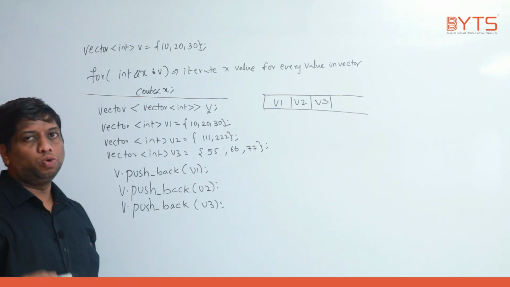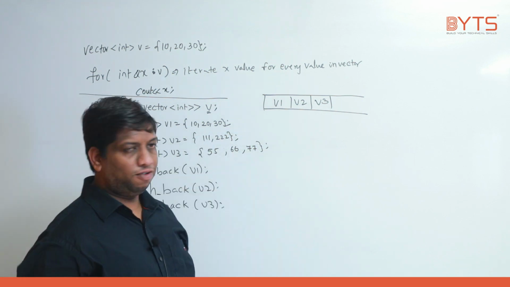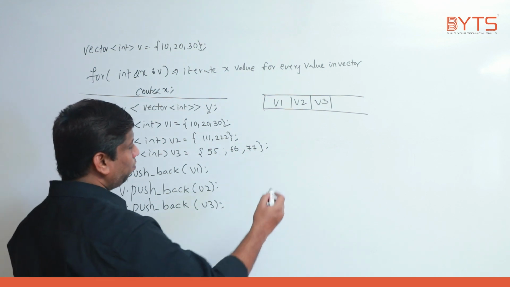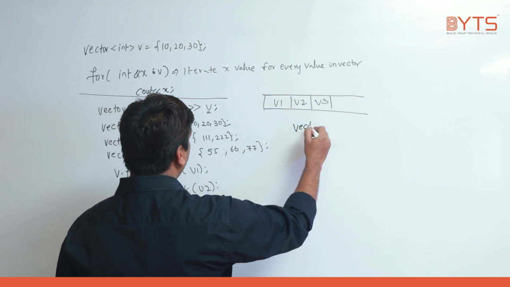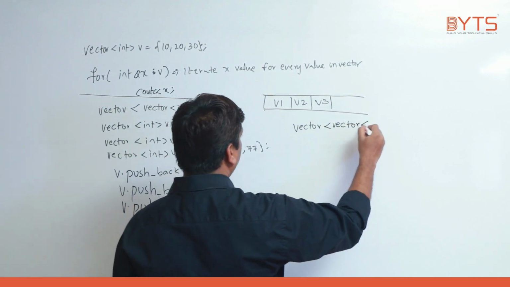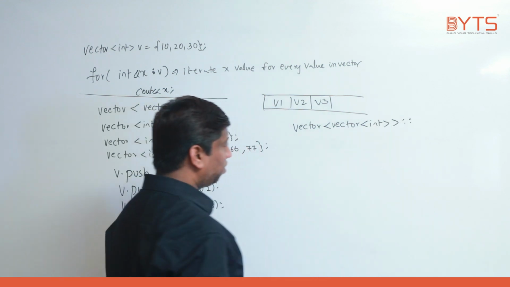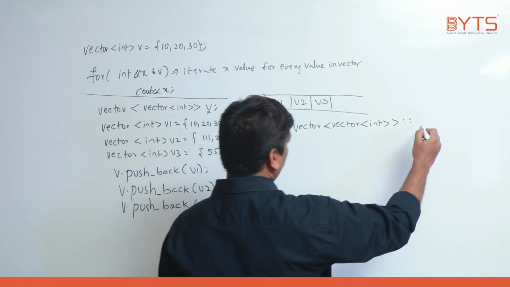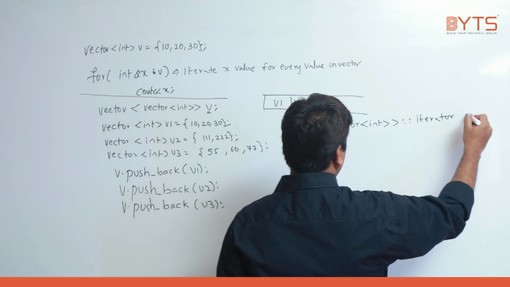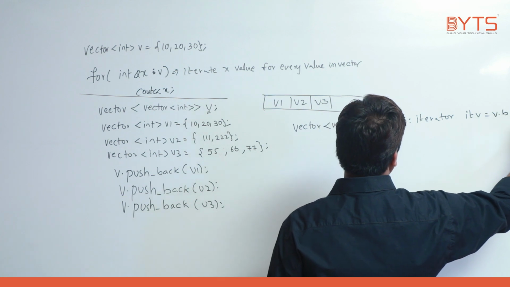Now we'll try to do some operation. Let us take, I want to print the sum, right? Fine. How do you print the sum? It's easy only, just the syntax is very important. Now I need to create an iterator for the vector. That iterator is of what type? Vector int colon colon iterator itv is equal to v dot begin.